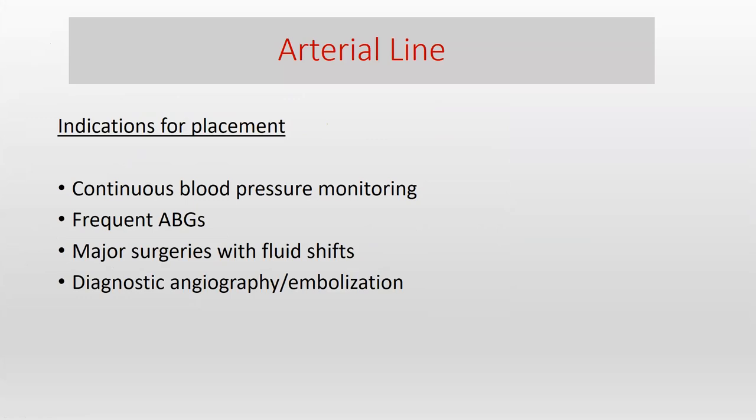So coming to the arterial line, just the basics: why do we place it? It gives us continuous blood pressure monitoring, which is important in our ICU patients. We place it for frequent ABGs, when they have major fluid shifts, in surgeries for invasive monitoring, and for diagnostic angiography.